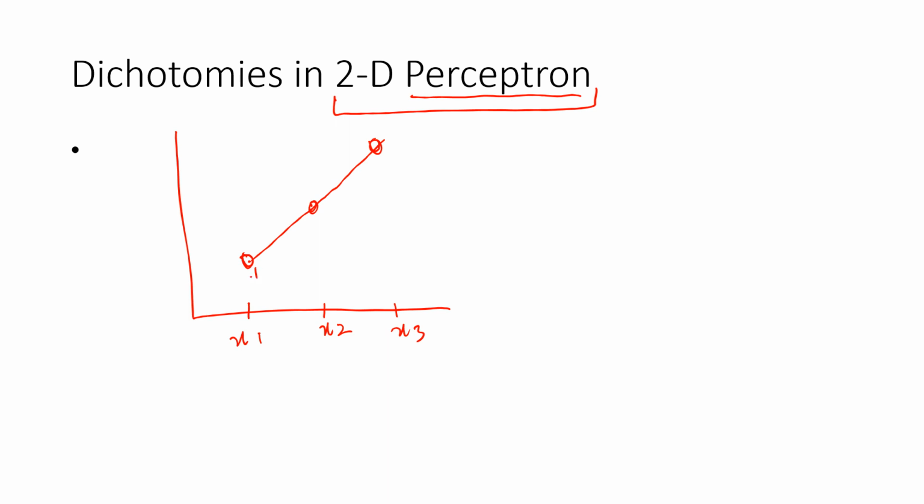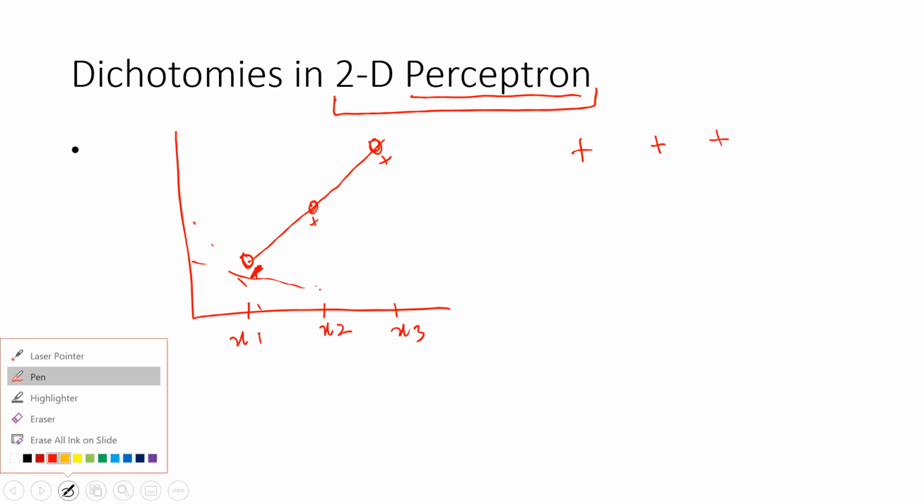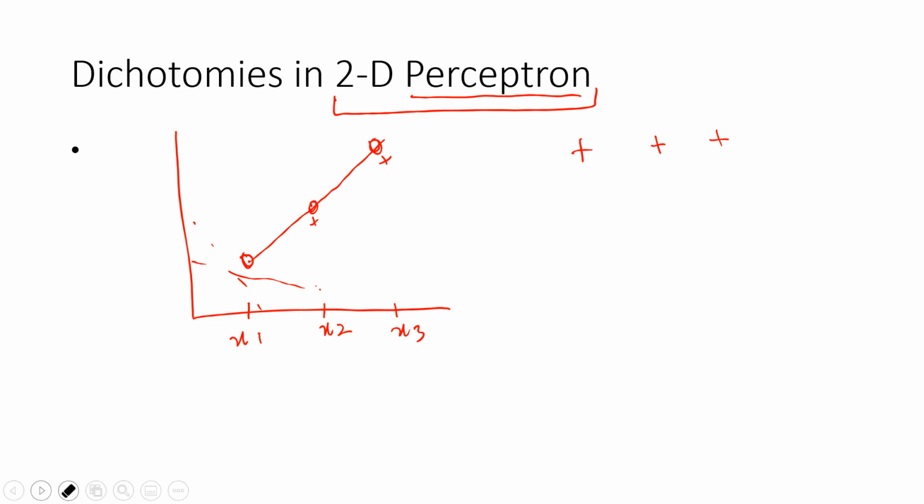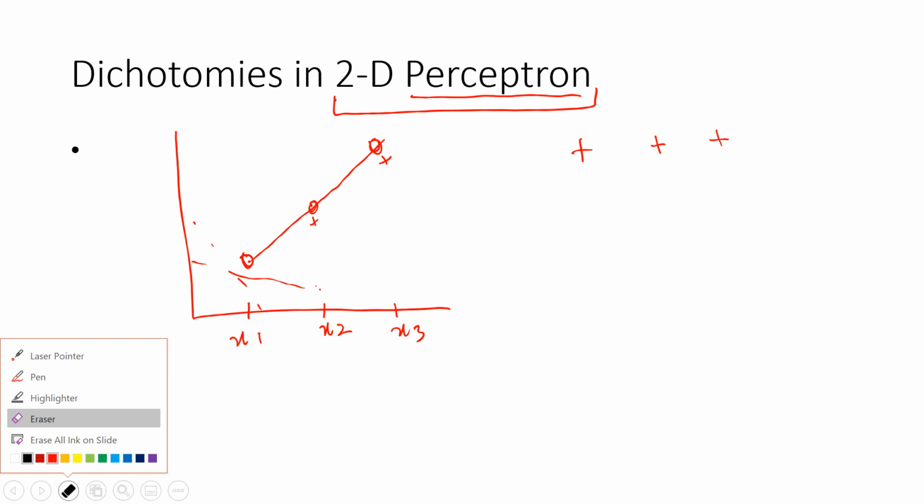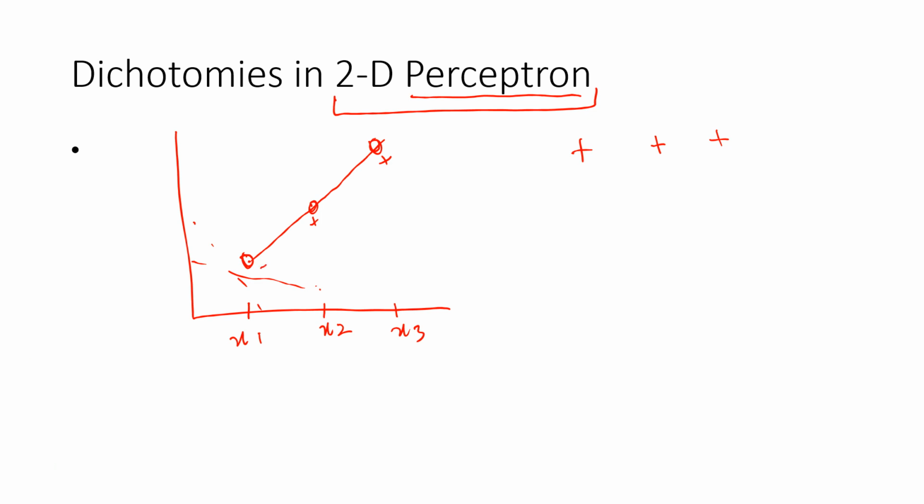For example, if all these points are positive, they lie in one category, I can definitely draw a line somewhere here, with any slope, I don't care. But basically what I'm trying to say is that this dichotomy plus plus plus can be implemented by my perceptron. Okay, let's imagine if this is a minus, this is no more a plus. Let's assume this is a negative, this is a plus and a plus.